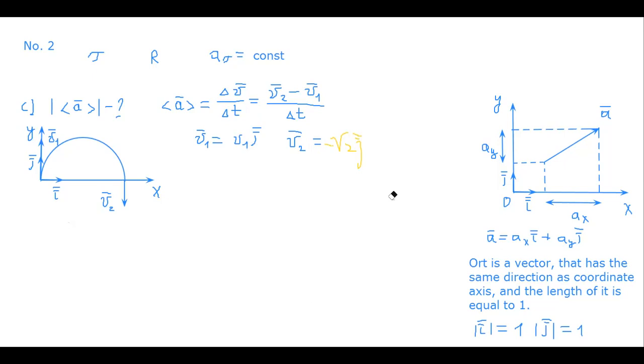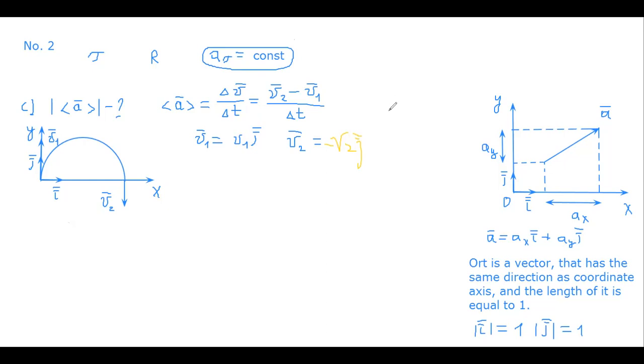find some connection between v2 and v1. What is written about this in our problem description? It is written that tangential acceleration is constant. So according to the description of our problem, a tau is equal to constant.